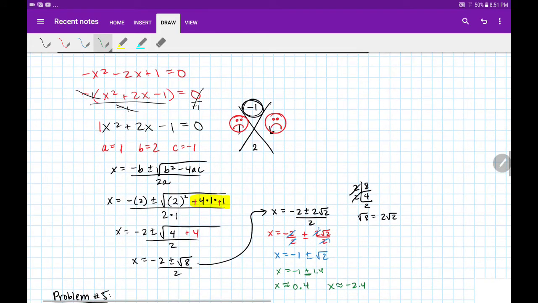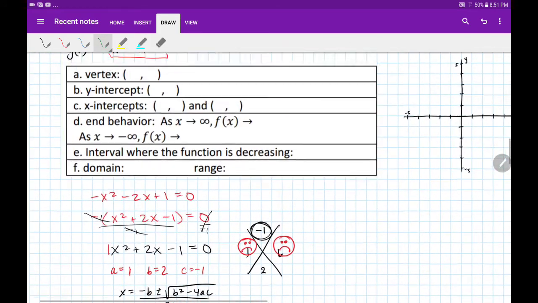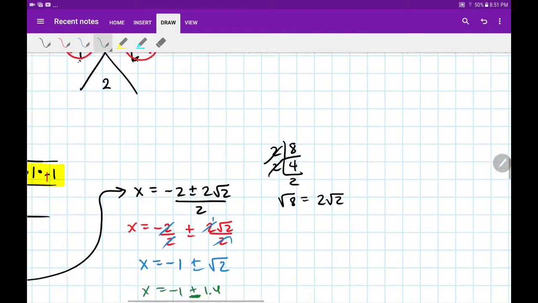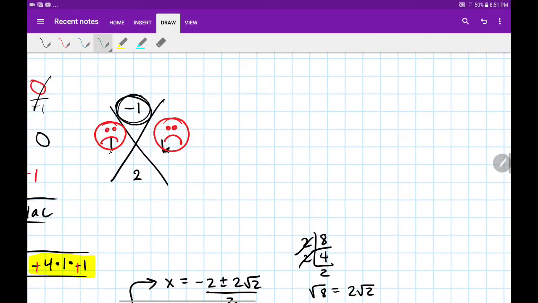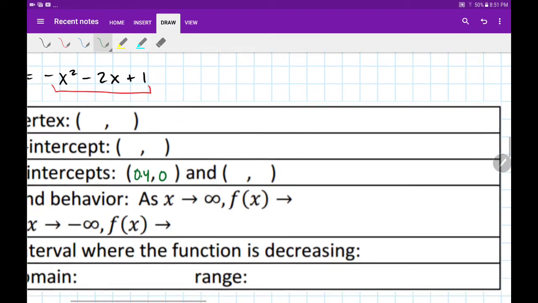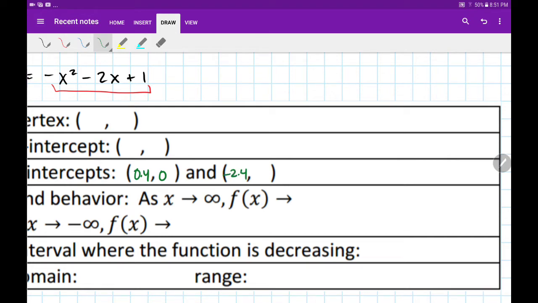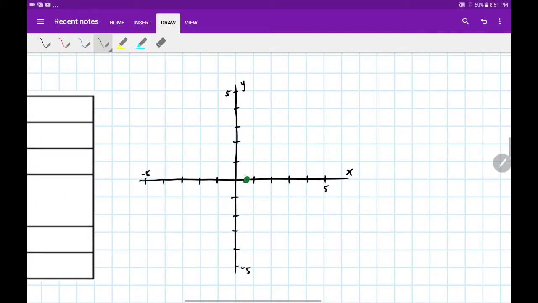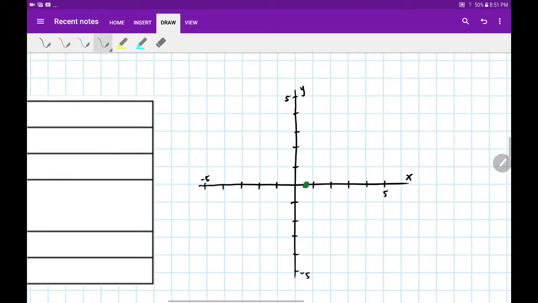So I'm going to go ahead and write 0.4, 0 as my first x-intercept. Remember, our y is equal to 0, and then negative 2.4, 0 as my second. Okay, let's go ahead and graph those. 0.4 is approximately here between 0 and 1, and then negative 2.4, well, this is negative 1, that's negative 2. Negative 2.4 is right around here.